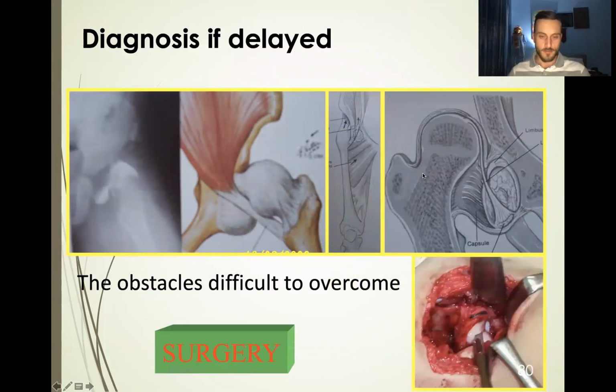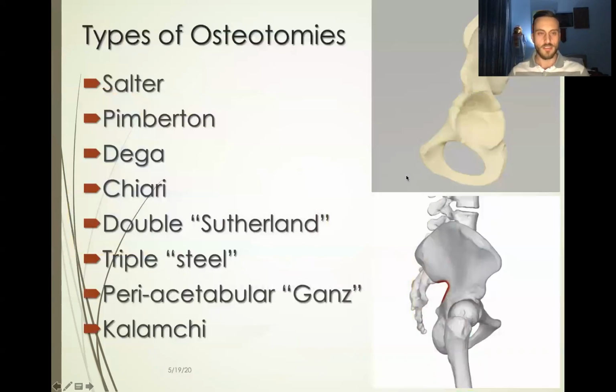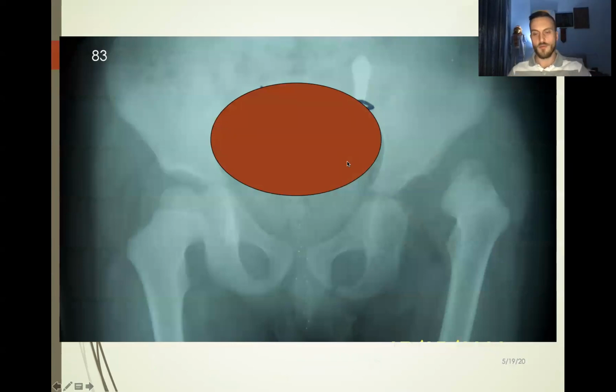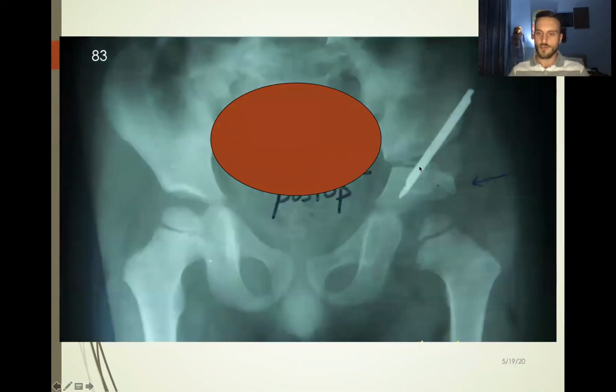Unfortunately, you have to go for surgery. So to go for surgery, many surgeries, open reduction, you have many osteotomy types: Salter, Pemberton, Dega, Chiari, double, so whatever, a lot of osteotomies, a lot of cases. So for example, we have this case, you can see on the left side, the already dislocated hip. They did an osteotomy for the pelvic side, and they corrected the acetabular index.